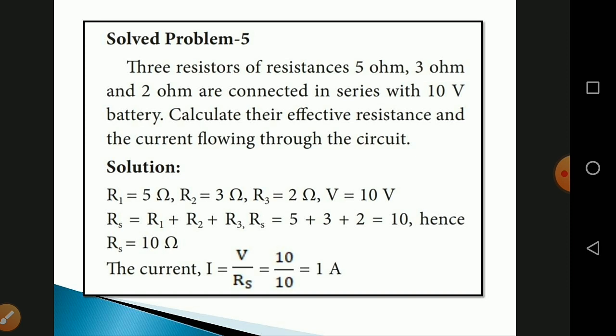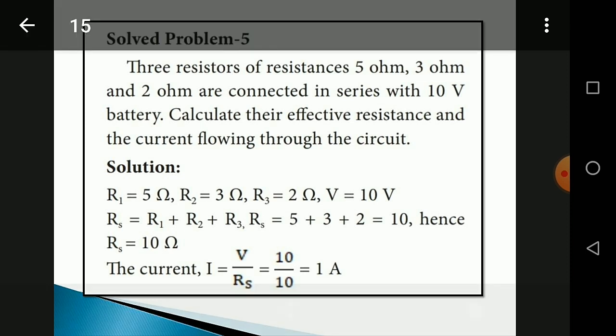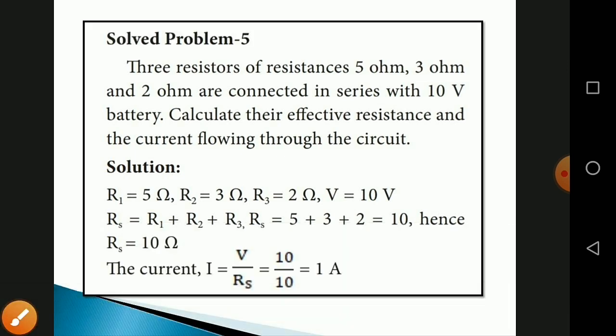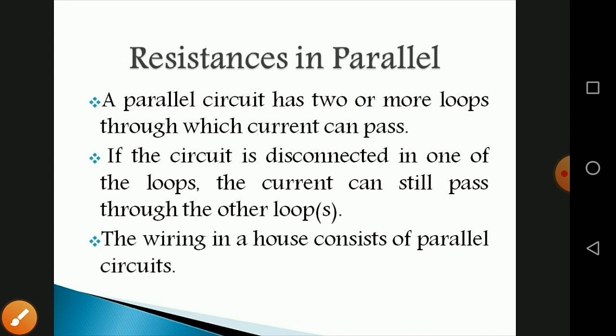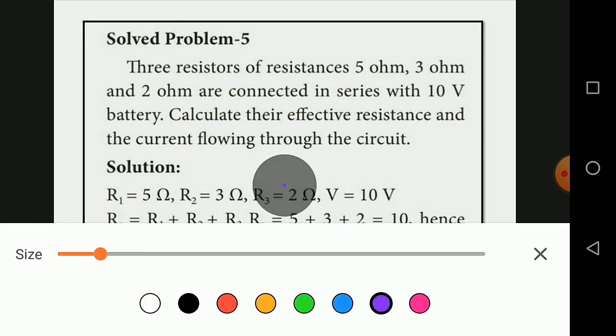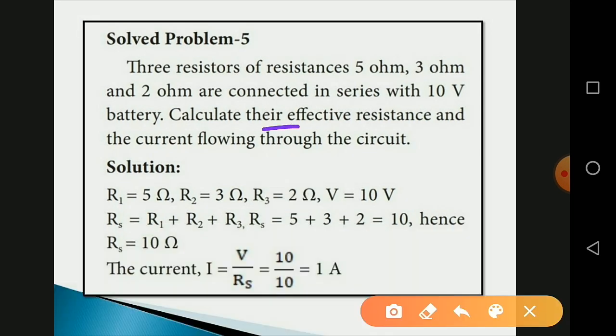So for resistors in series, they have already given that the resistors are connected in series connections.